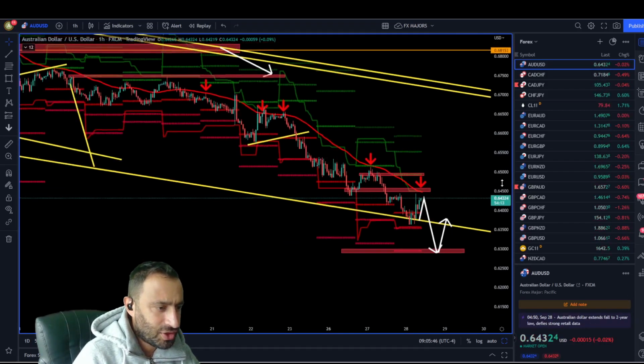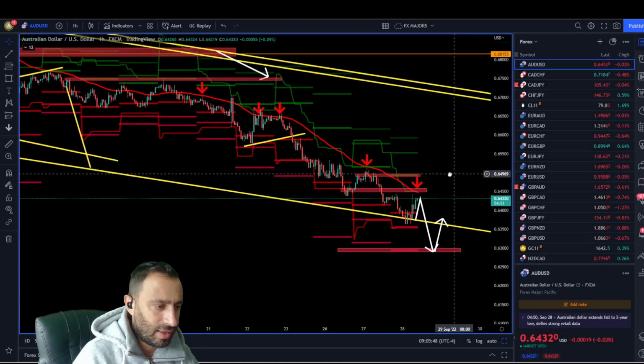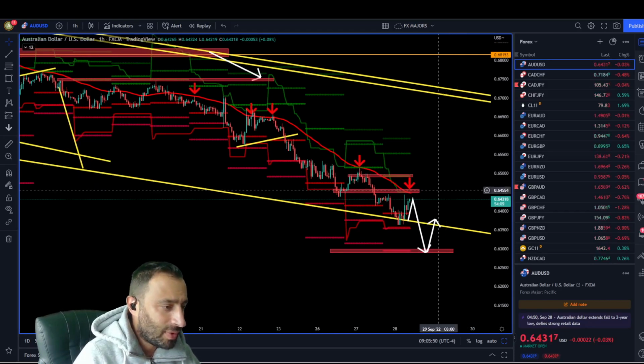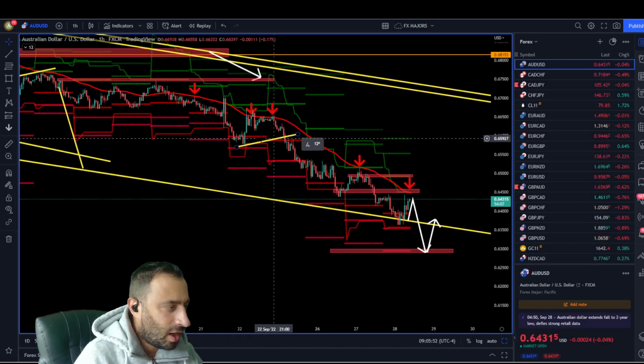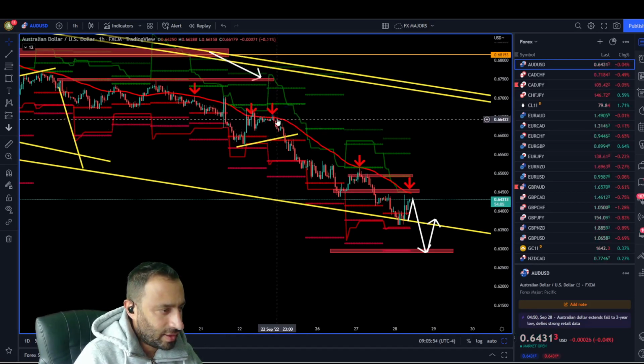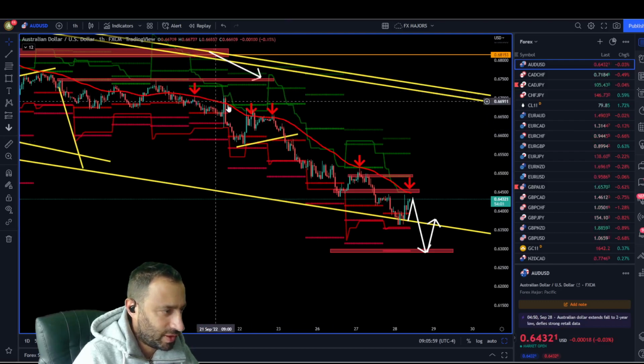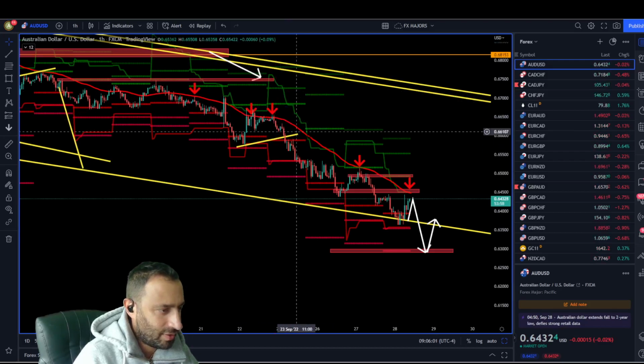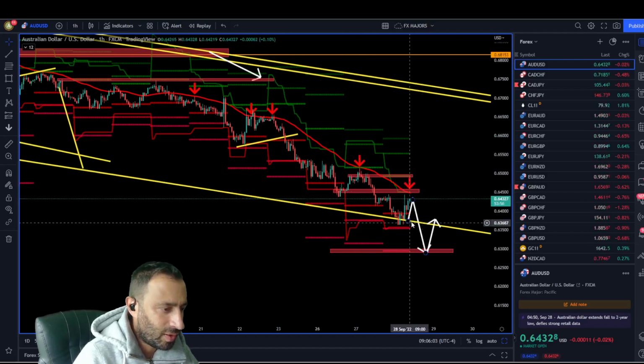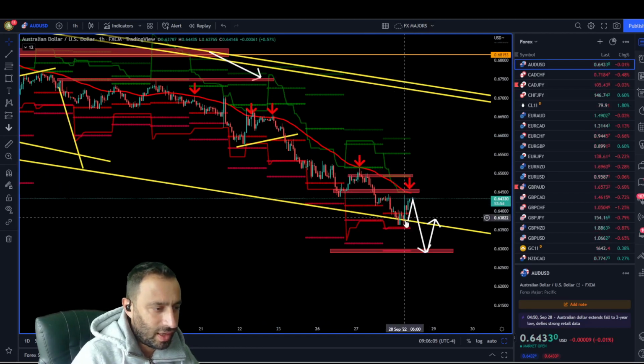This is the Aussie dollar, and I'm looking at this and thinking, okay, I like this area here. You can see it's really reactive, as I've put these red arrows down. So I'm thinking, you know what, this is what I drew this morning.